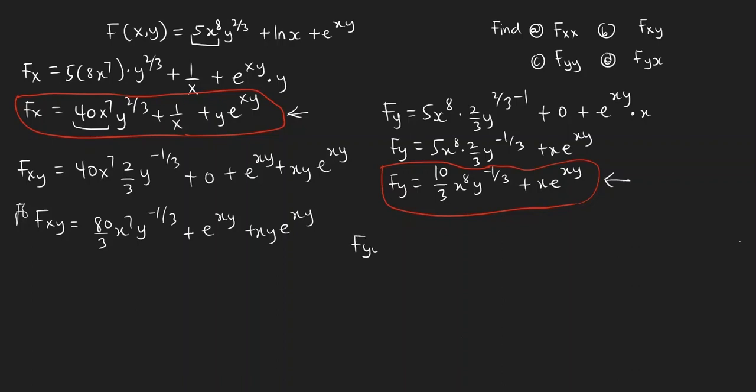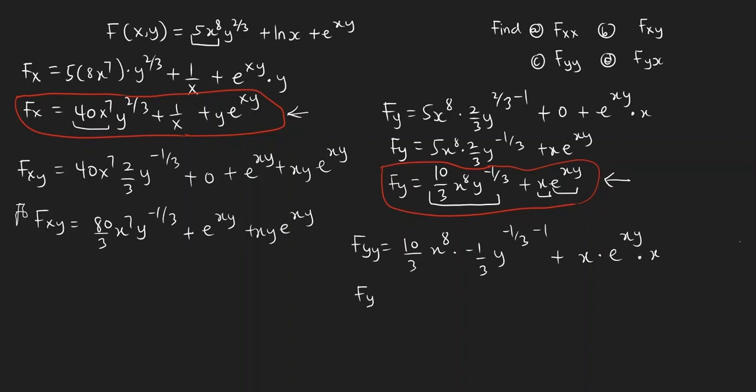So we are going to have fyy, and for the first term, I'm going to keep the 10 on 3, x to the power 8 as a constant. So we are going to have times minus 1 on 3 multiplying y to the power minus 1 on 3 minus 1, and then plus, I'm going to keep this x as a constant. So I'm going to have x multiplying the derivative of e to the power xy. So that gives me times e to the power xy. Then I differentiate this xy with respect to y. So that gives us times x. So now let's simplify this.